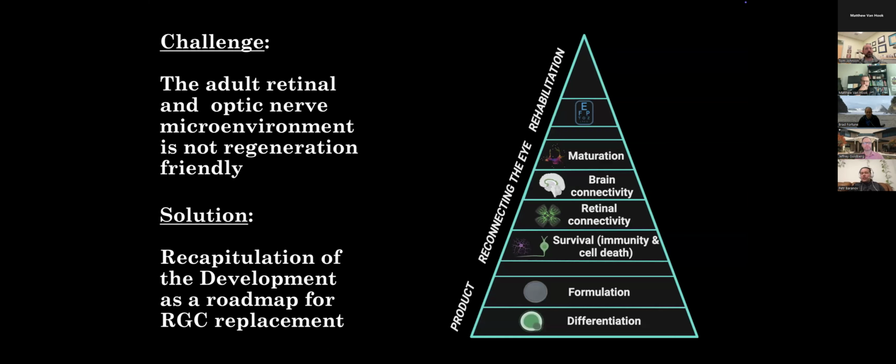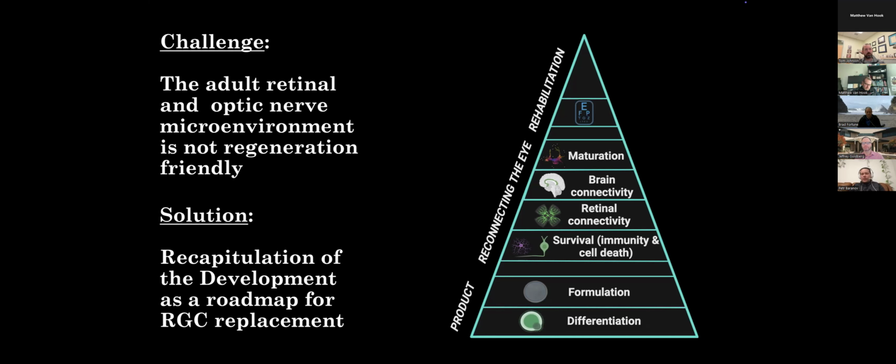I think the challenge that everybody mentioned today is that adult retina and optic nerve are not pro-regenerative. That's what the tremendous amount of work from Larry Banowitz and Jigan He and others in the regeneration field, not necessarily in cell transplantation, have shown: you need to do something in order to make retinal ganglion cells regenerate and grow. For us, when it comes to transplanting RGCs, we decided to focus on the recapitulation of the development as a roadmap, as a strategy to improve the transplantation outcome.